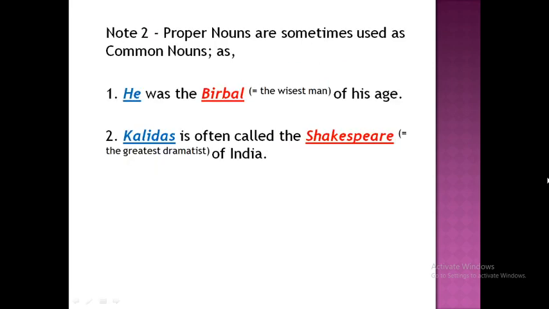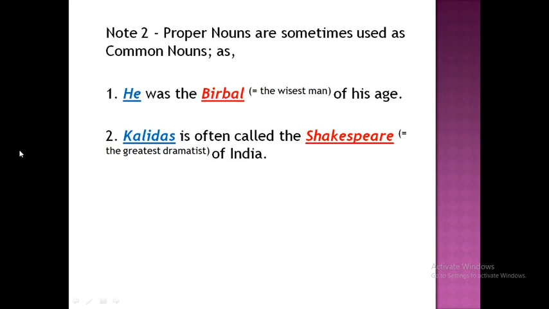Next one. One specific thing I would love to highlight here. Do not get confused with such sentences which are given here: he was the Bible of his age, or Kalidas is often called the Shakespeare of India. Here, he as a pronoun is used and Kalidas as a noun is used in these sentences respectively. But this Bible is the name of a particular person. This Shakespeare is the name of a particular person. So ideally, logically, what we understood, as these names are properly assigned to individuals, these must be proper.